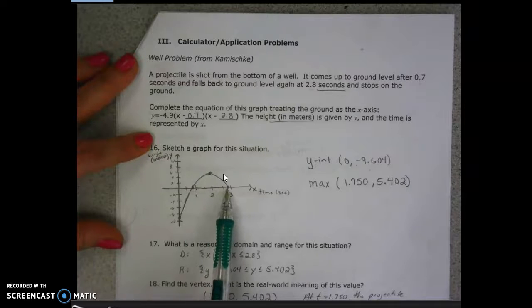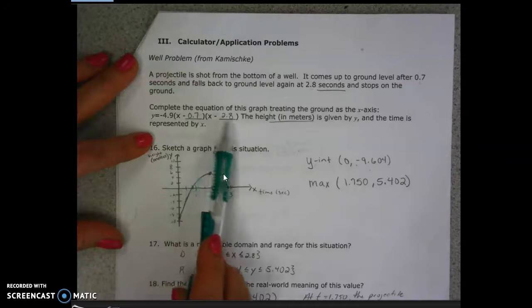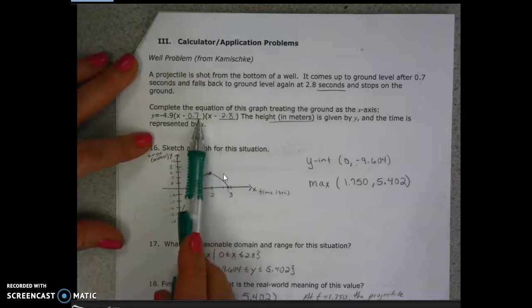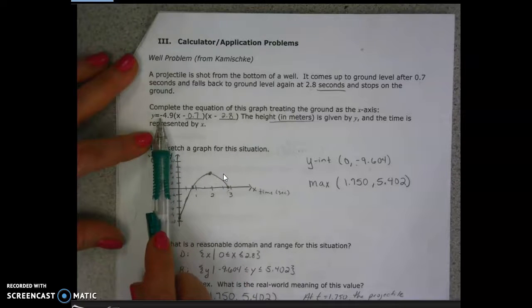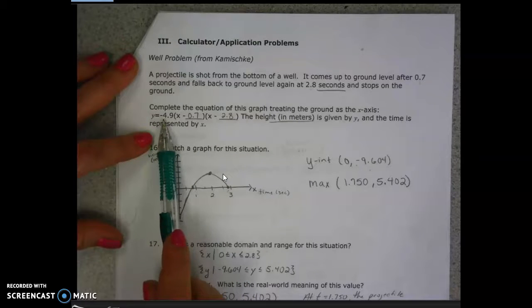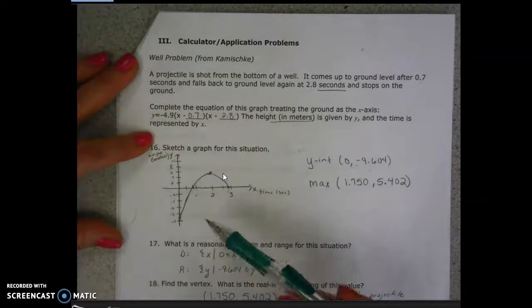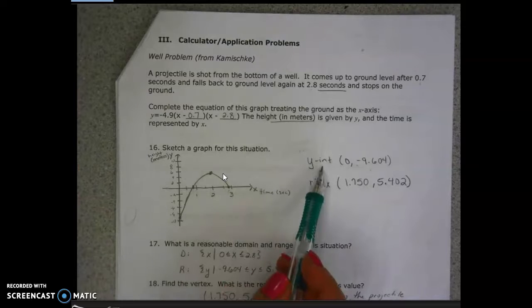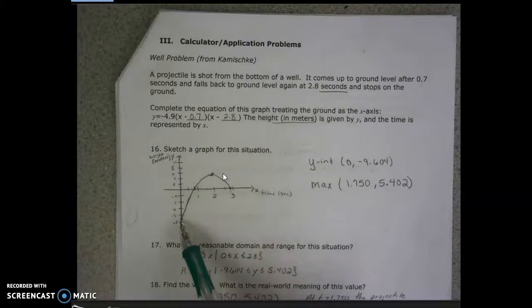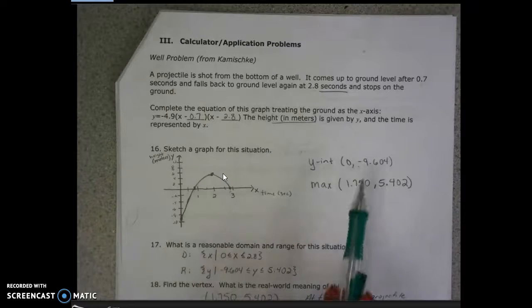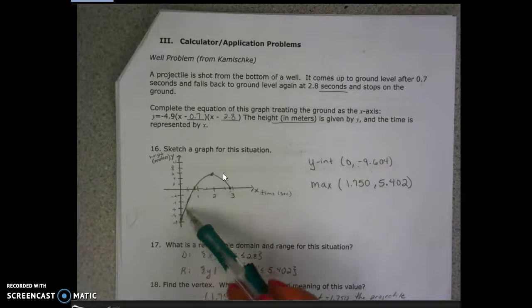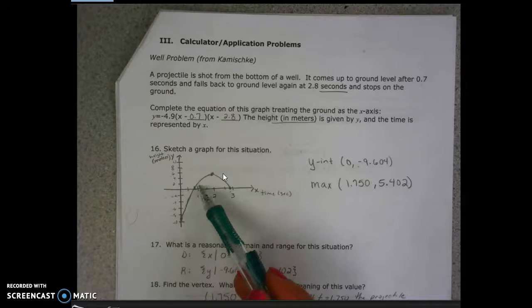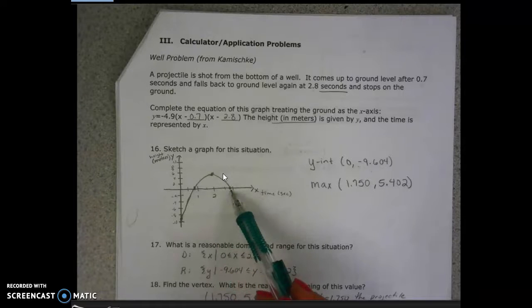0.7 and 2.8. So I filled those in as my zeros, made factors, x minus z1, x minus z2. Don't forget the negative 4.9 out front, and then I ran to Desmos and graphed it, or looked at the graph. It's a real-world situation where time starts at 0. So I found the y-intercept. That was one of the questions down here, too. So I know where the projectile began its little adventure here, negative 9.604 meters below the ground. It popped up and hit ground level at 0.7, traveled, and then hit the ground again at 2.8 seconds.